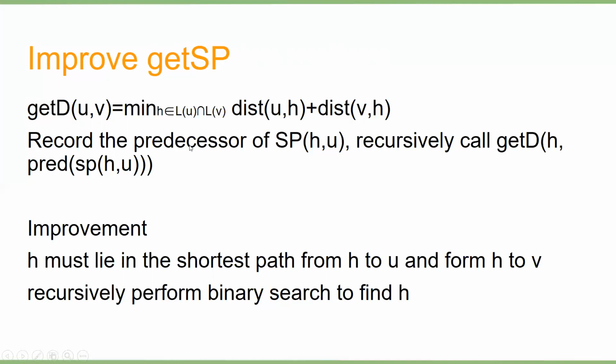Our improvement is that we find that during the construction of the hub label, if we find h, then h must lie on the shortest path from h to u and h to v. It means for any node on the shortest path, h must be in its corresponding label set. So after we find h, we can recursively perform binary search to find h rather than call get distance.